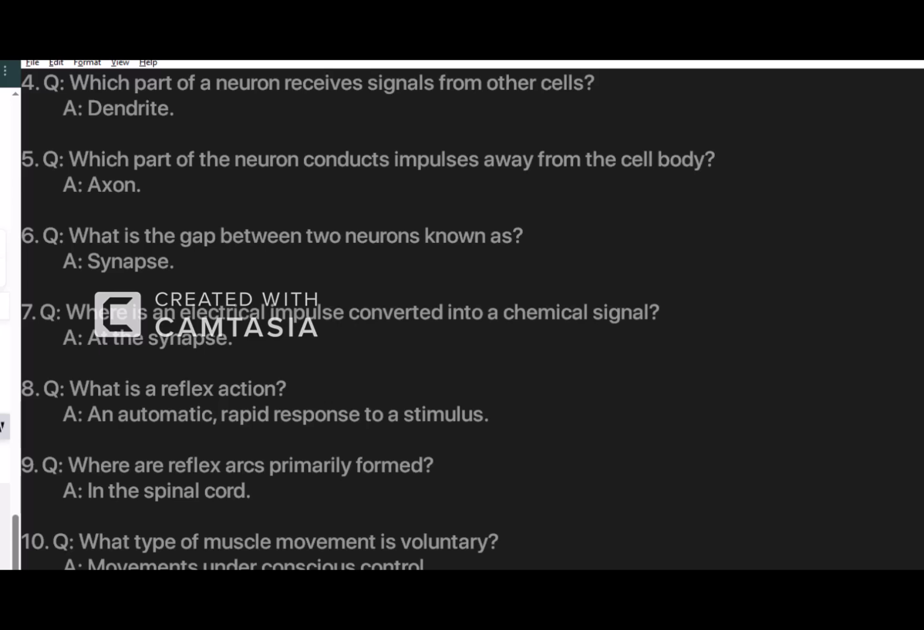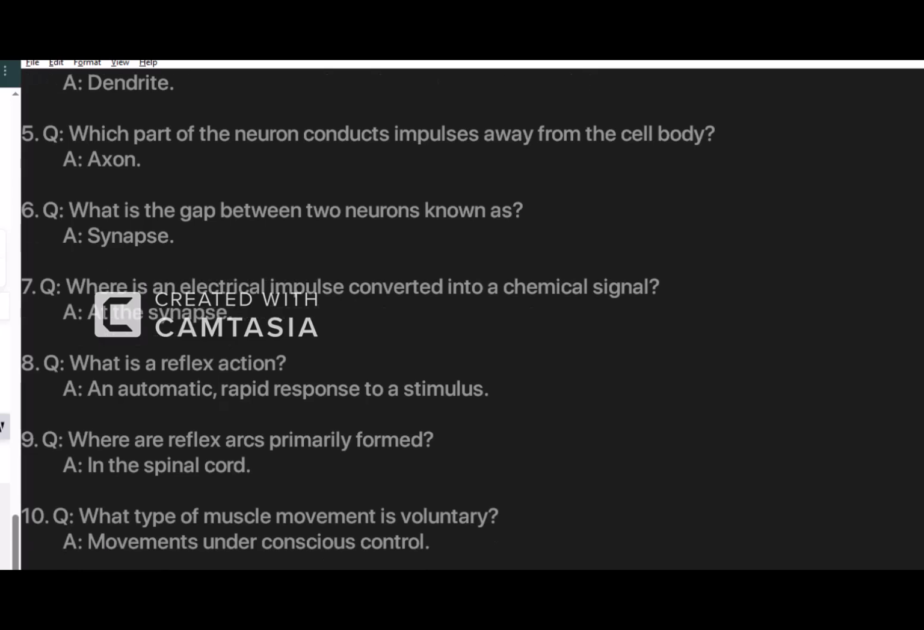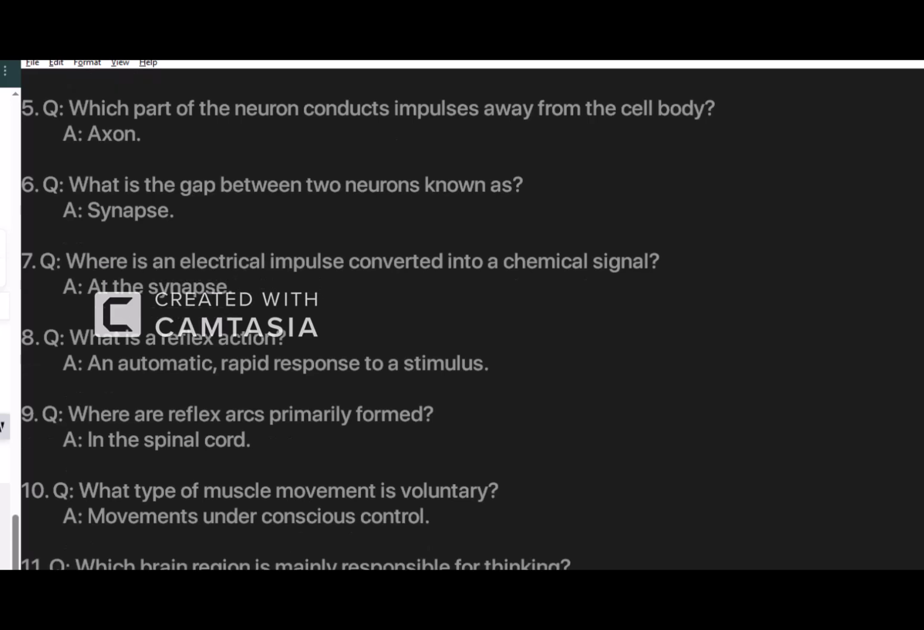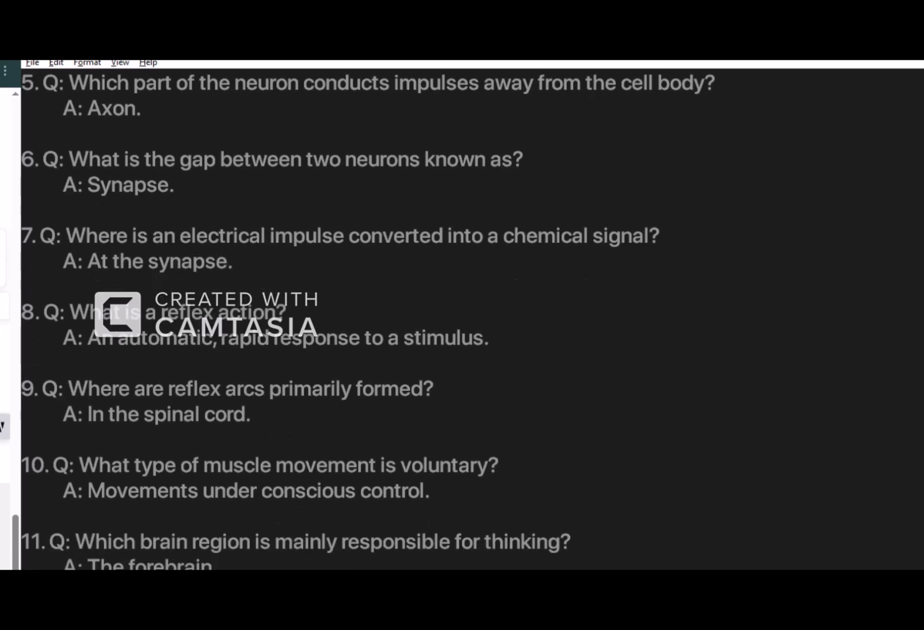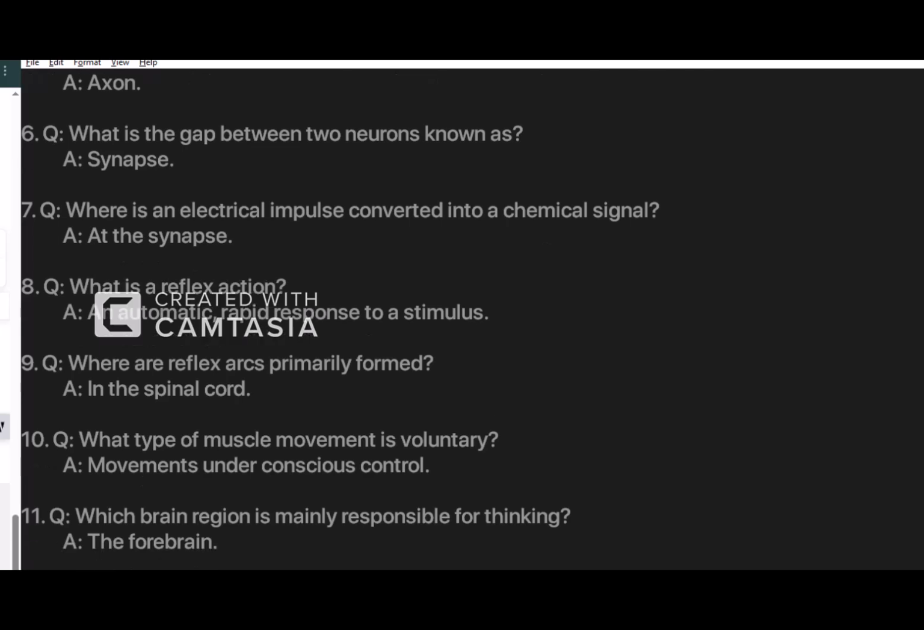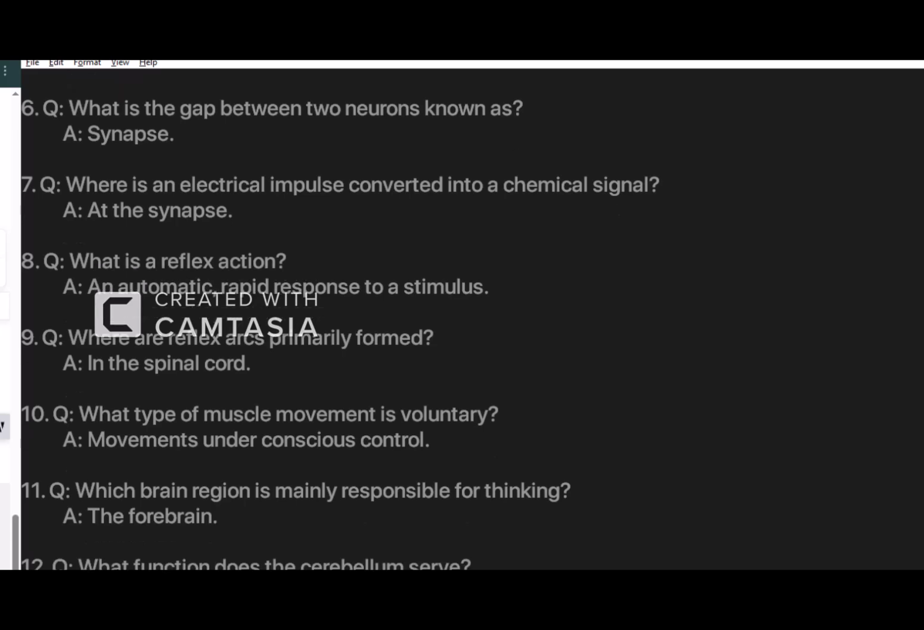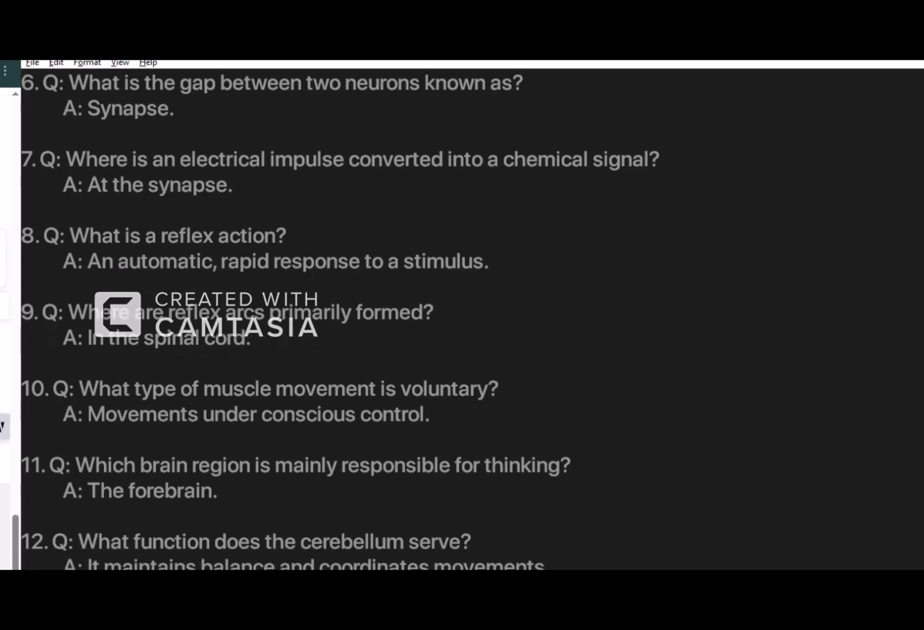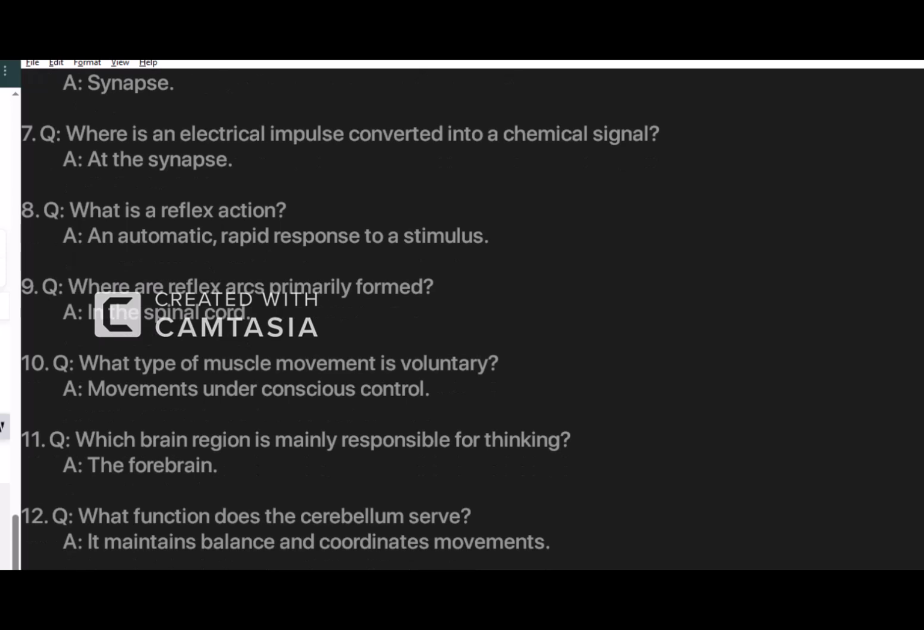8. Q. What is a reflex action? A. An automatic rapid response to a stimulus. 9. Q. Where are reflex arcs primarily formed? A. In the spinal cord. 10. Q. What type of muscle movement is voluntary? A. Movements under conscious control.